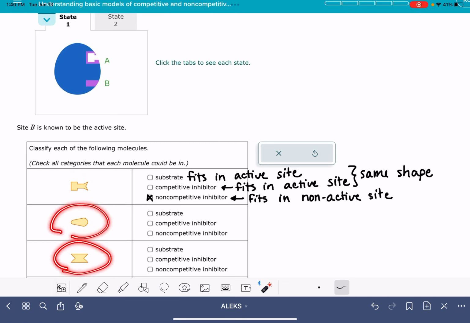This molecule and this molecule, they are none of the above. I'm not going to check any box for any of them because they do not fit into either site A or site B.